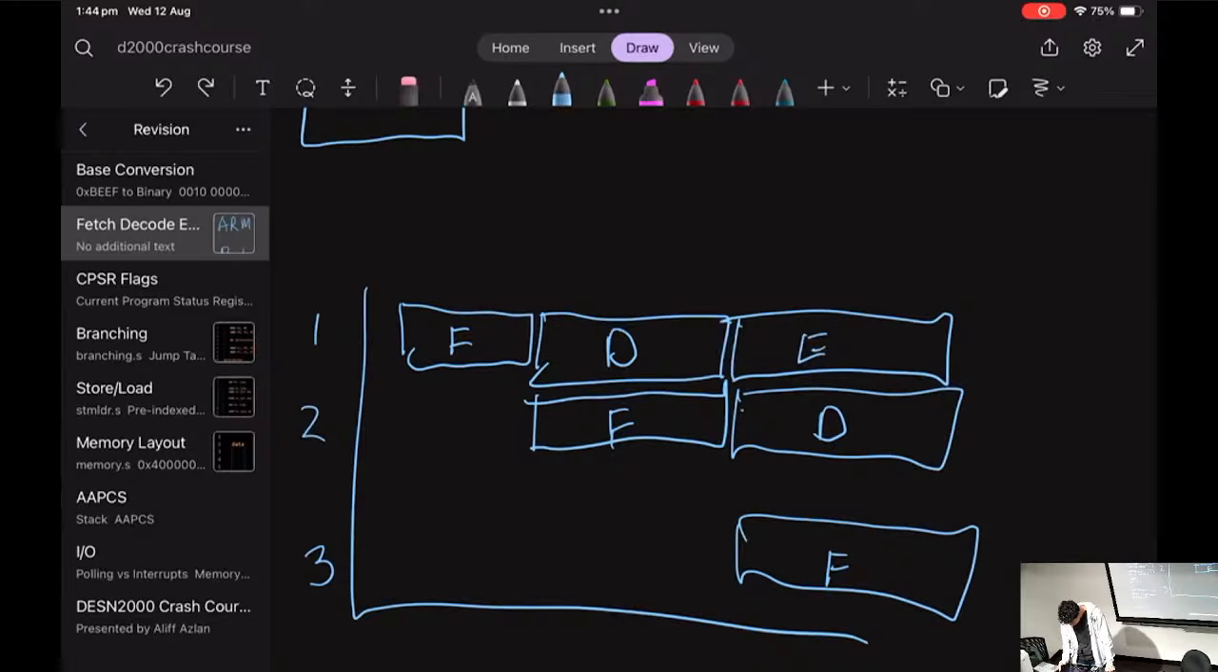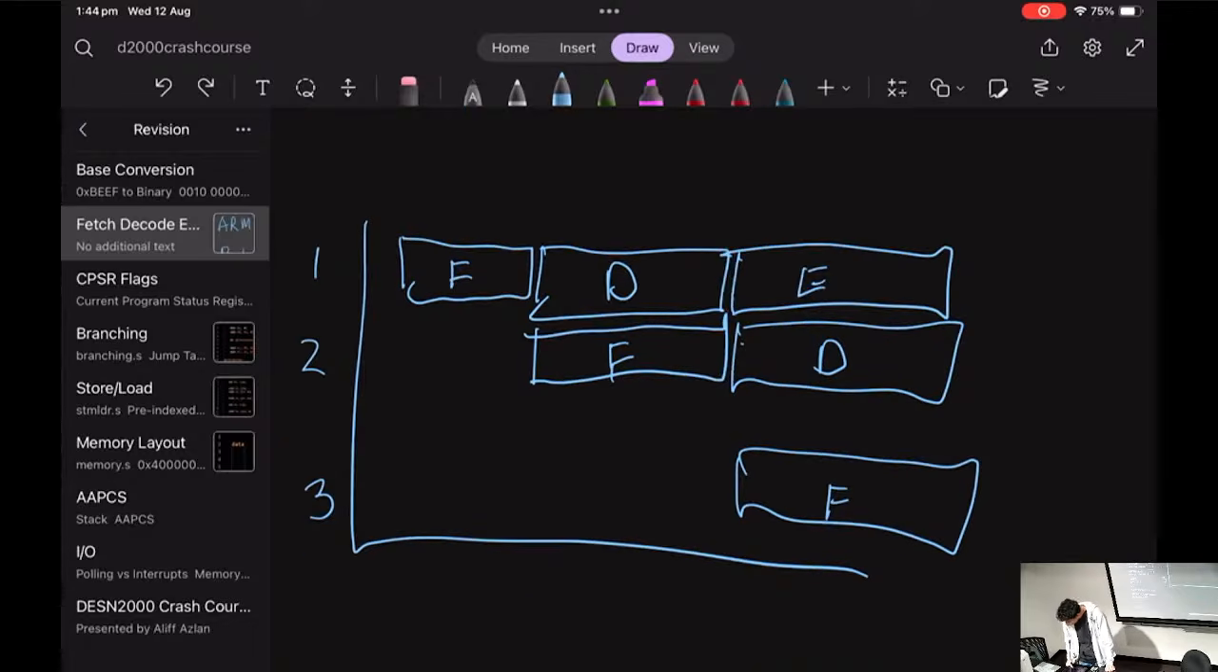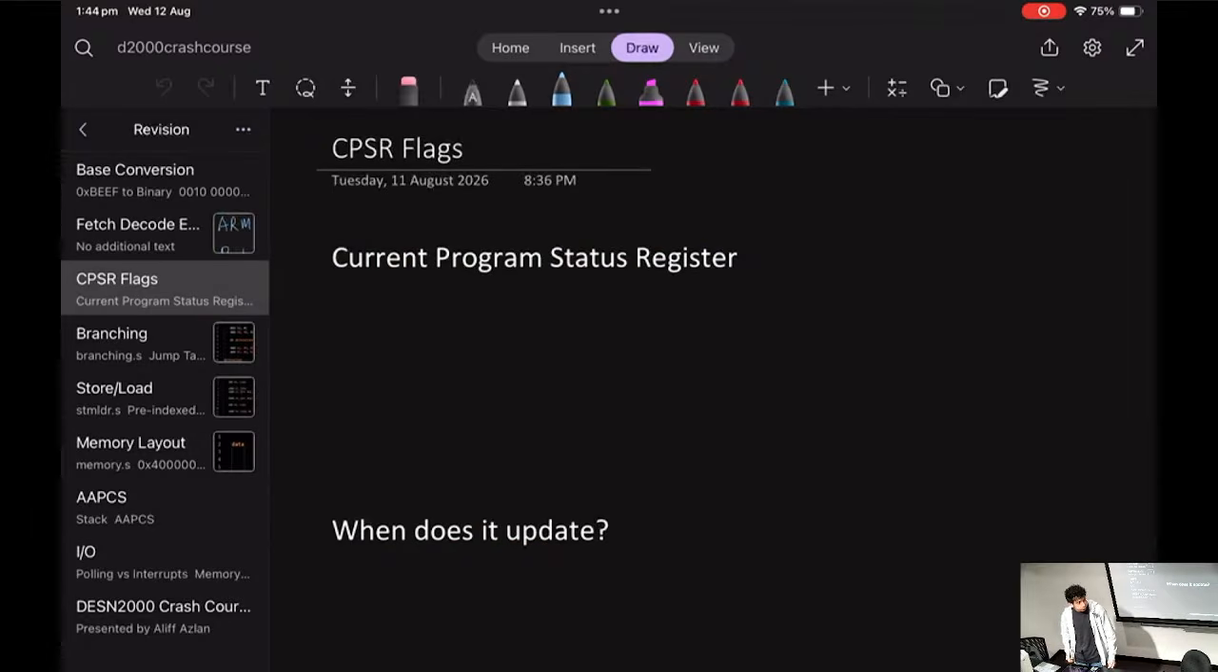Let's move on to CPSR flags. Anyway, any questions so far? Anything on chat? 13. Oh yeah, yeah. Don't worry, guys. I swear I can do math. I'm just not mathing right now.